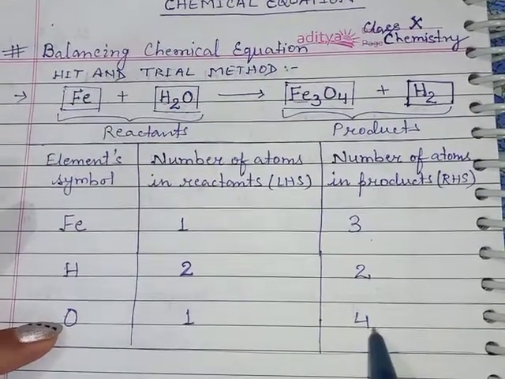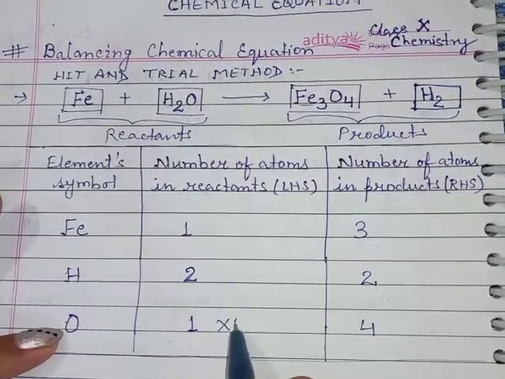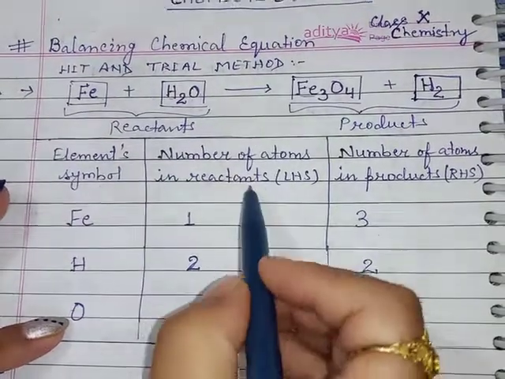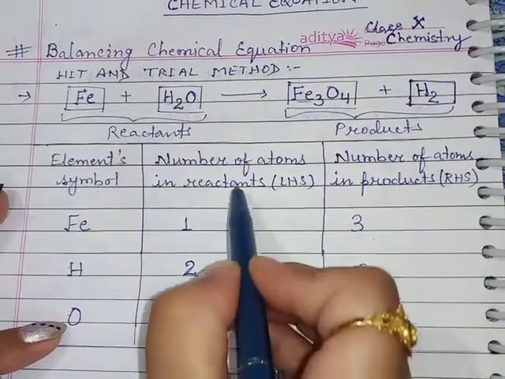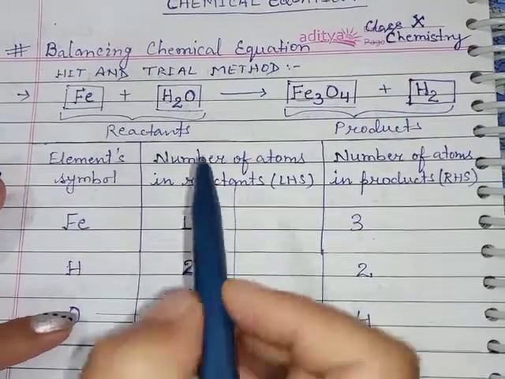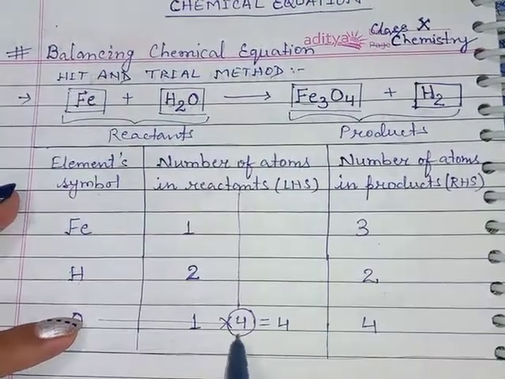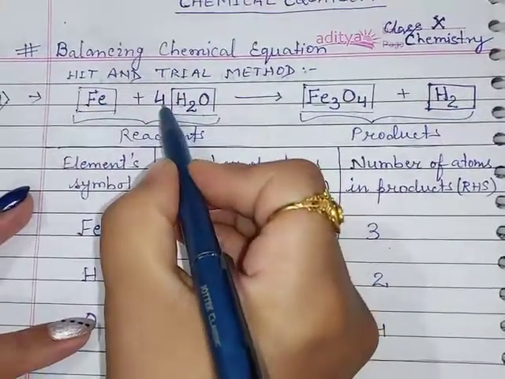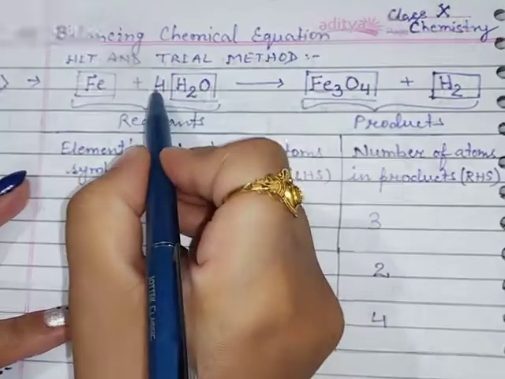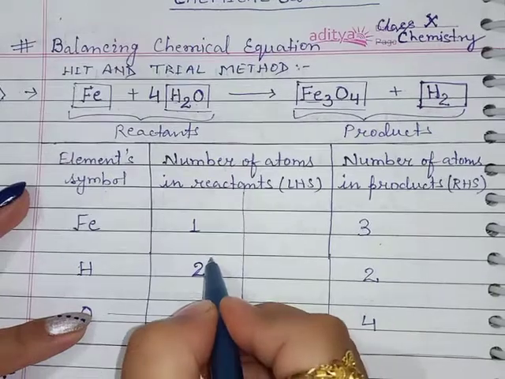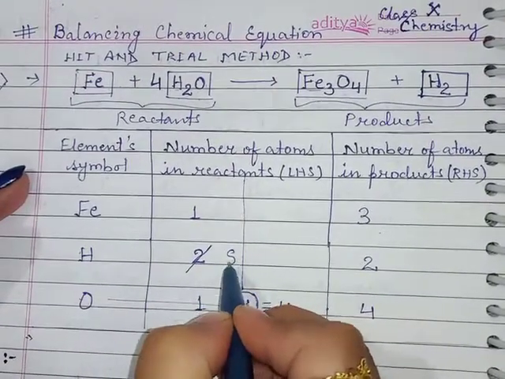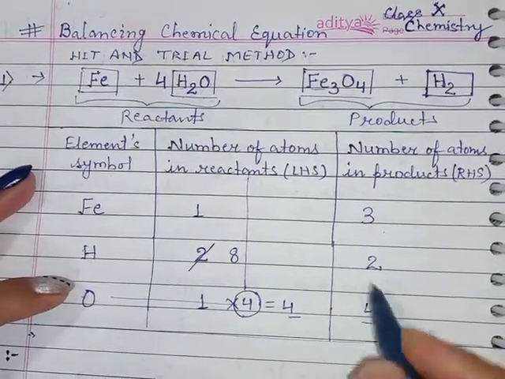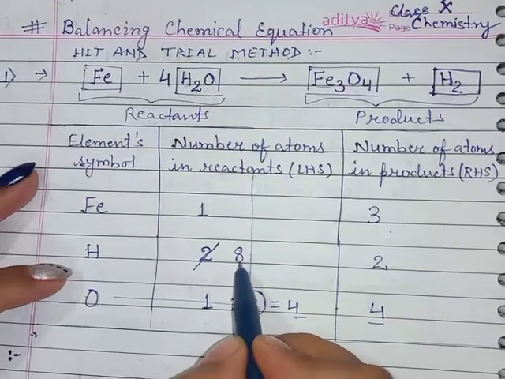To balance the oxygen on both sides, 1 multiply 4 is equal to 4. This 4 comes on the reactants side of oxygen, so this 4 comes in this place. And this changes the number of hydrogen atoms in the reactants: 2 multiplied by 4 becomes 8. This is balanced. Now in these two, 8 is the maximum number.